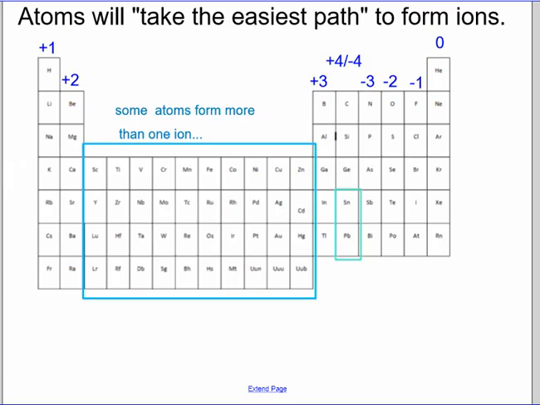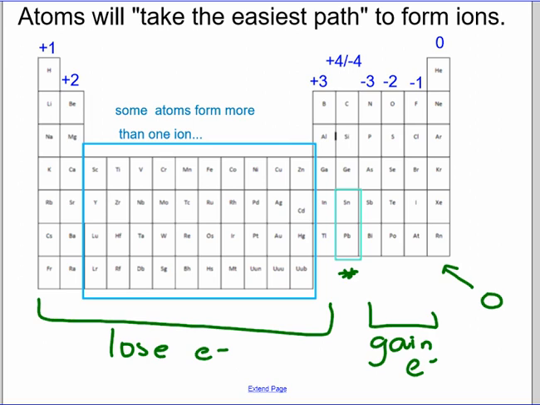Atoms take the easiest path to form ions. Our metals from groups 1 to 3 will tend to lose electrons. Atoms found in groups 1, 2, and 3 on the periodic table have 1, 2, and 3 valence electrons respectively. It is easier to lose them, so any atom found in group 1 will lose 1 valence electron and get a charge of +1. In group 2, they have 2 to lose and get +2, and in group 3, they'll lose 3 and get +3.